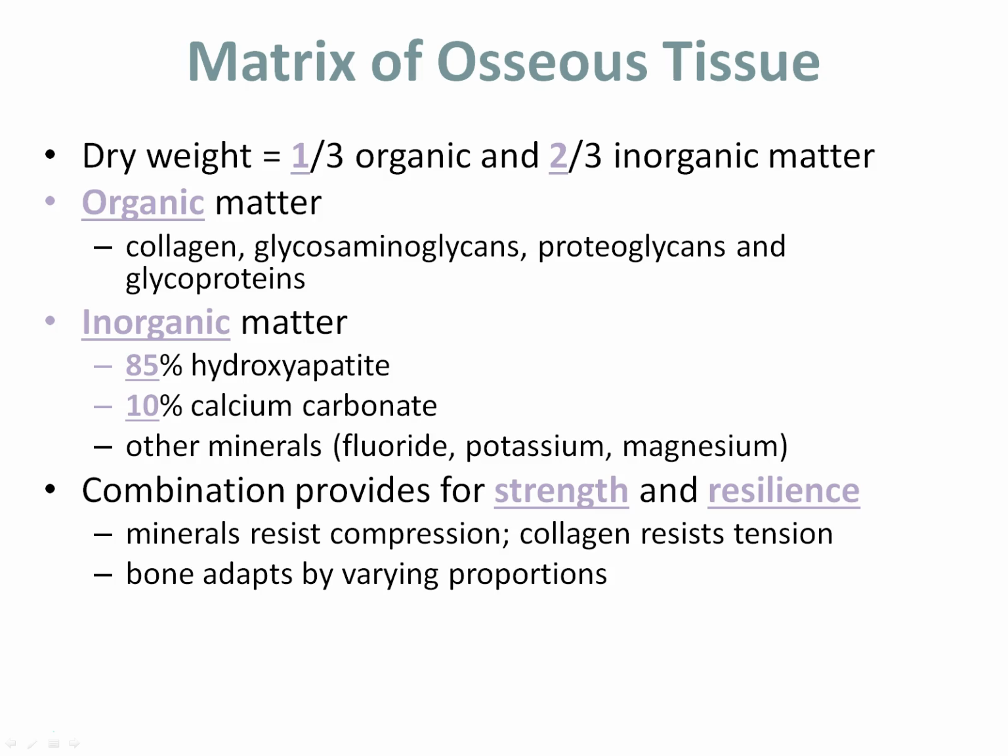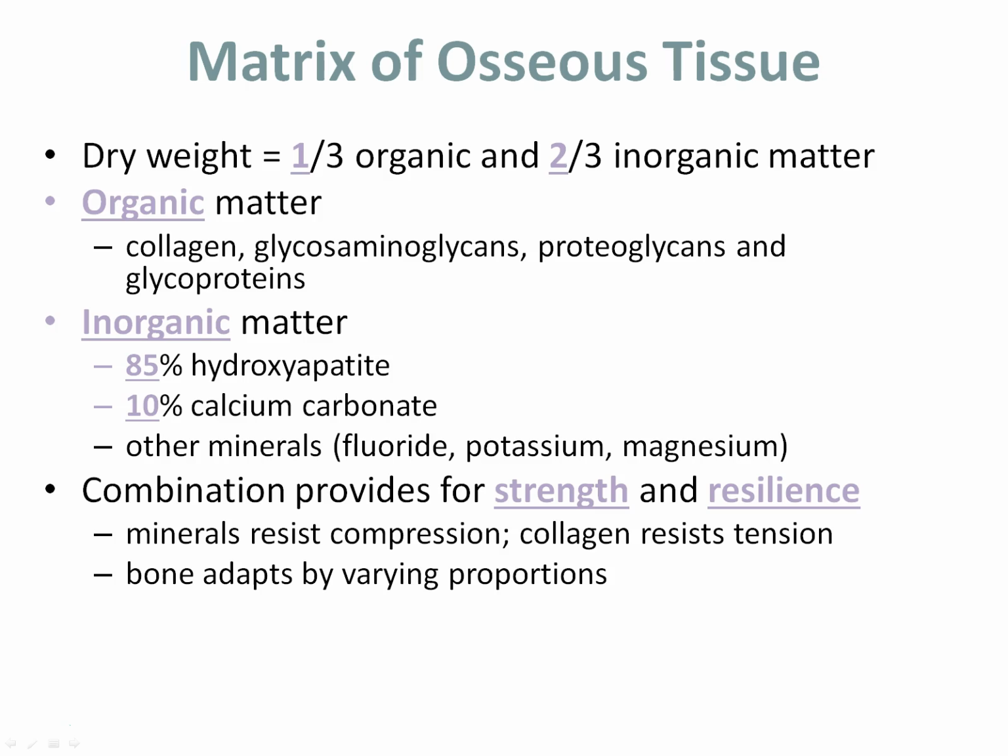The matrix of bone or osseous tissue is about 1/3 organic matter, or collagen, and 2/3 inorganic matter, forms of calcium and phosphate. Organic matter includes collagen, glycosaminoglycans, proteoglycans, and glycoproteins. The last 3 items are all combinations of carbohydrates and proteins, and they tend to be very good at holding water and cushioning things. So they help to connect everything together. And then collagen you're very familiar with because we've looked at it in lab.